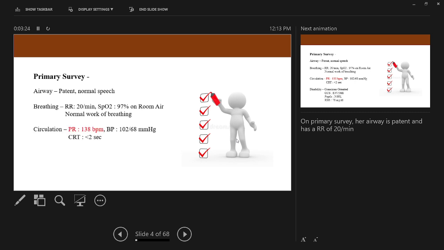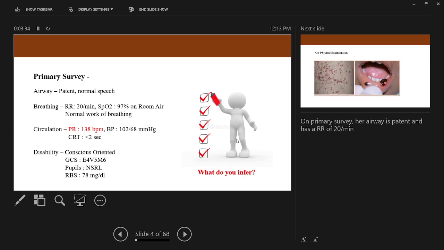She has a pulse rate of 138 beats per minute, a blood pressure of 100 by 68, and a capillary refill time of less than 2 seconds. She was conscious and oriented with a GCS of 15. So what do you infer? Dr. Radhika, could you answer from this primary survey? So basically, this patient was in compensated shock.